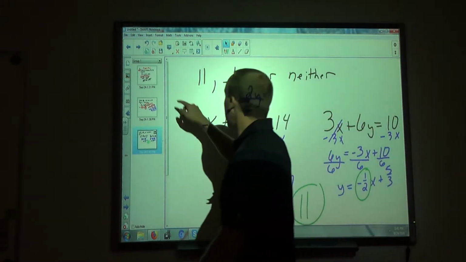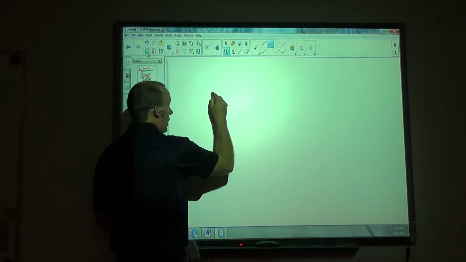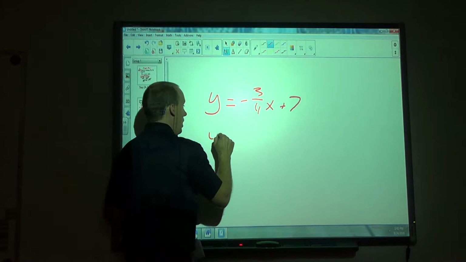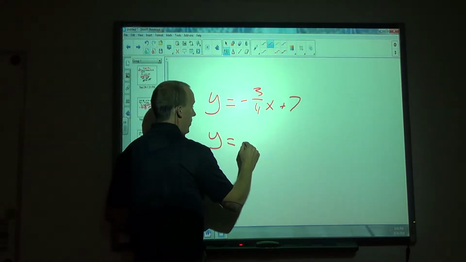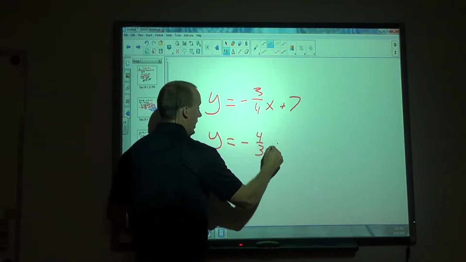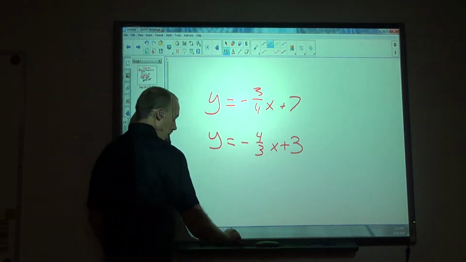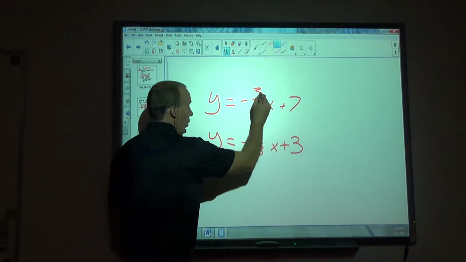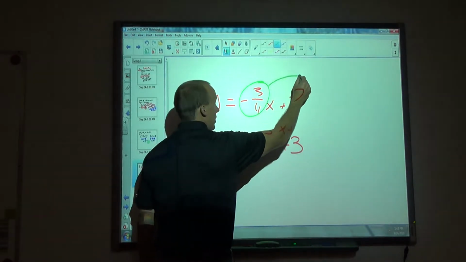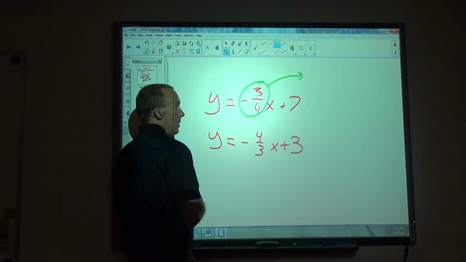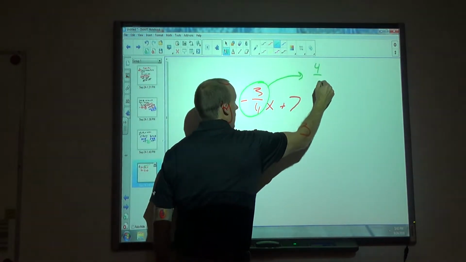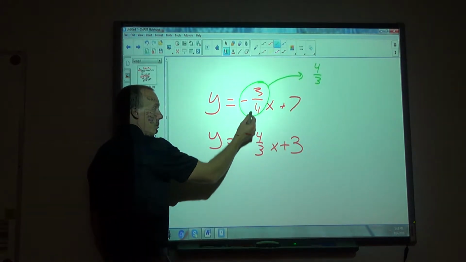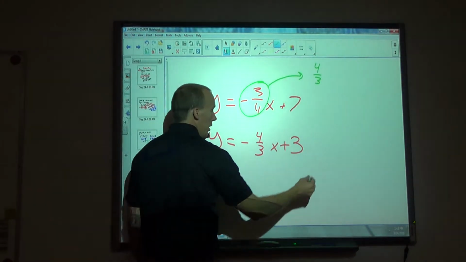Okay, let's say I have an equation like this. Y equals -3/4 x plus 7. And y equals -4/3 x plus 3. Are these perpendicular? No. What would the negative reciprocal of this guy be? 4 over 3, you'd flip it and make it negative, and if it's already negative, it turns to positive. So this one would be a what? A neither, okay?